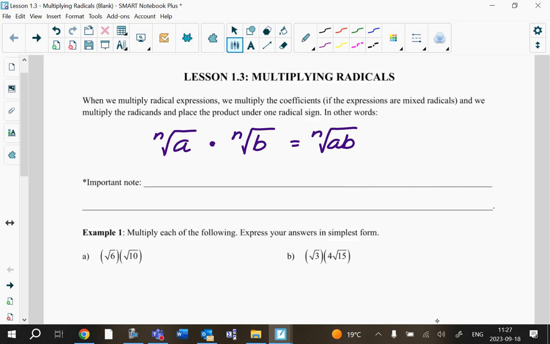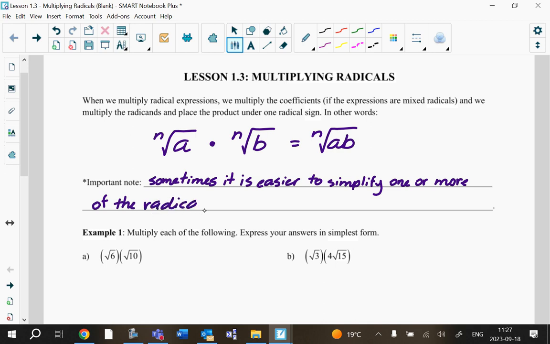And just something to note, sometimes it is easier to simplify one or more of the radicals before you multiply them. Before multiplying. And we're going to see an example of that.